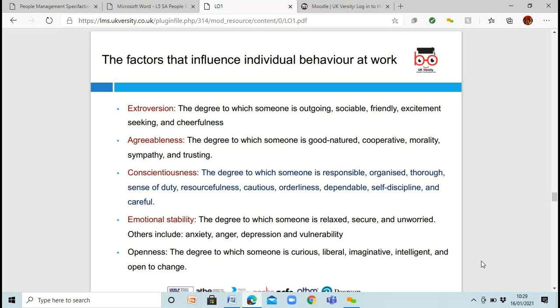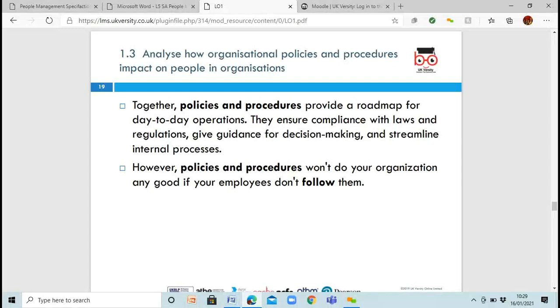We've also got openness, and this is to the degree where somebody is curious, they're imaginative, they're intelligent, they're liberal, and they don't mind change. So that was assessment criteria 1.2, where we've looked at analysing how organisational culture impacts on people in organisations. Now we're going to move on to assessment criteria 1.3. So we're going to analyze how organizational policies and procedures impact on people in organizations.